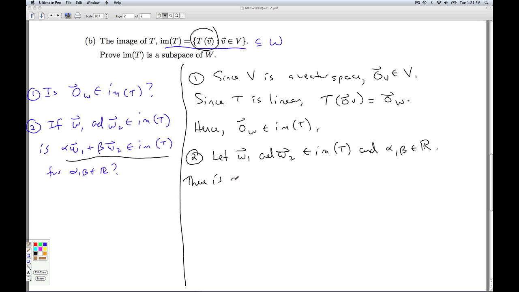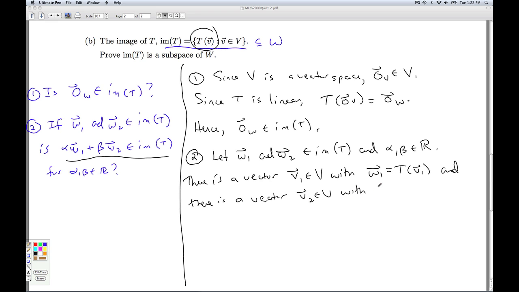What's that mean? That means that each of them comes from some vector in V. There is a vector v1 in V with w1 equal T of v1. And there is a vector v2 in V with w2 equal T of v2.